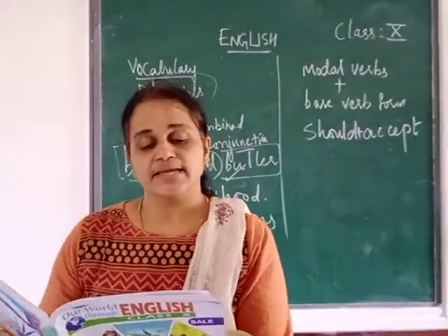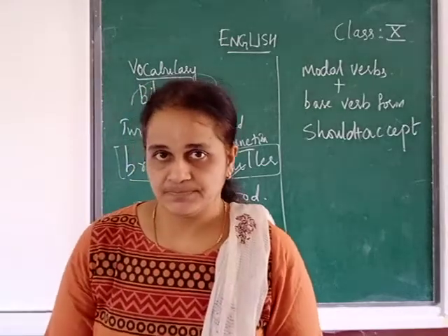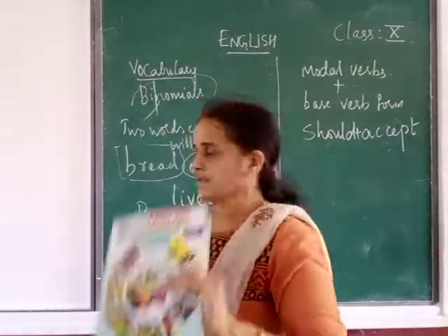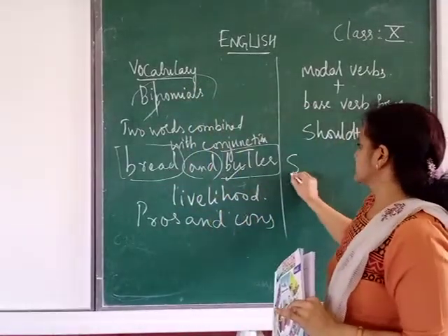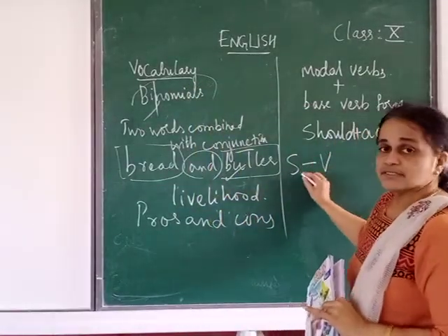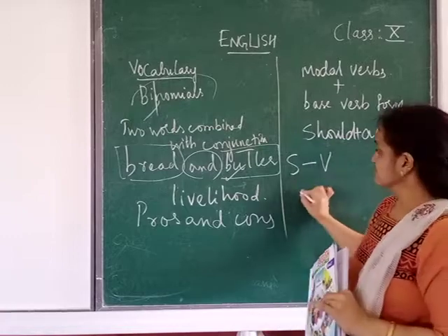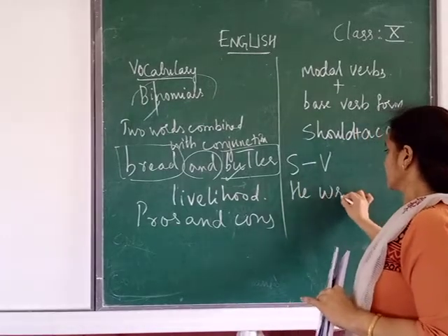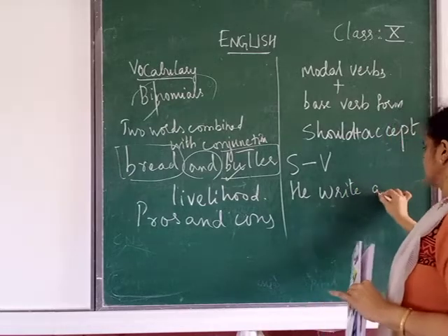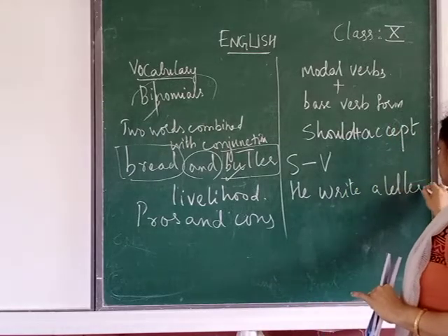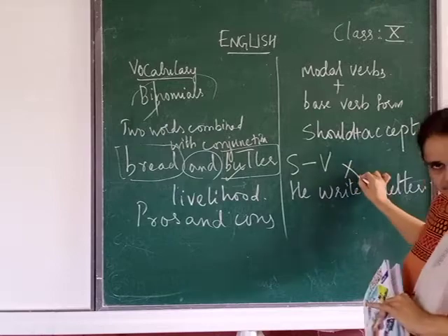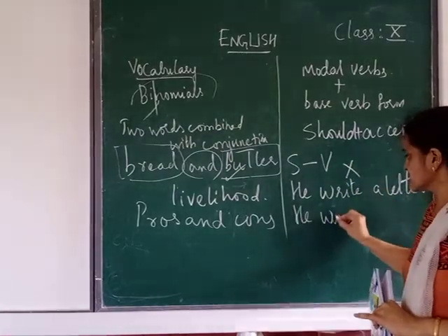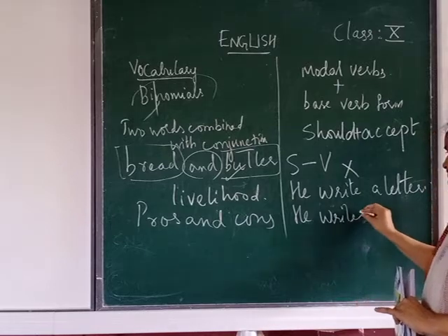They take any subject before them and there is no subject verb agreement problem. Subject verb agreement. You know subject and verb. Like we will take one example. He write a letter. This is wrong. He writes a letter is correct.